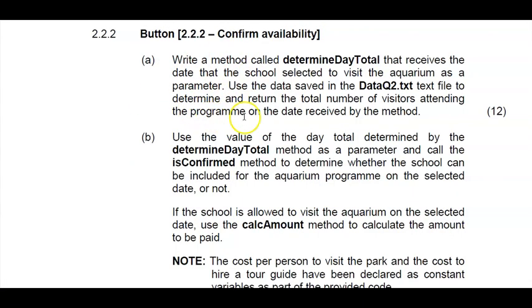Let's just do the top part of question 2.2.2 first, where we have to write a method called determine date total. It receives a date, therefore it has a parameter, and you will see that it returns the total number of visitors that are already visiting the aquarium on that specific date as it is stored in the text file. So since the word return is there, it means this is a function. Press pause and try it yourself.